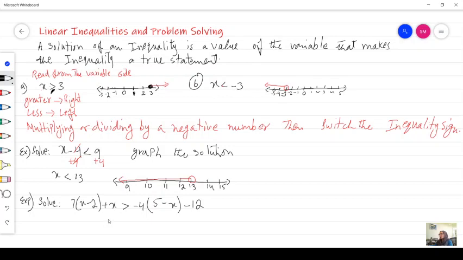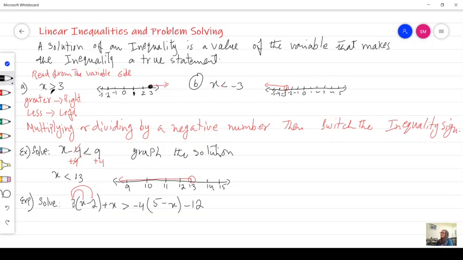Now again, like I said, we're going to solve inequalities like an equation. So clear the fractions; I don't have them, so ignore that step. Clear the parentheses: I have to clear the parentheses using the distributive property. So my distributive property in this case means I have to multiply positive 7 with positive x, and positive 7 with negative 2 first.